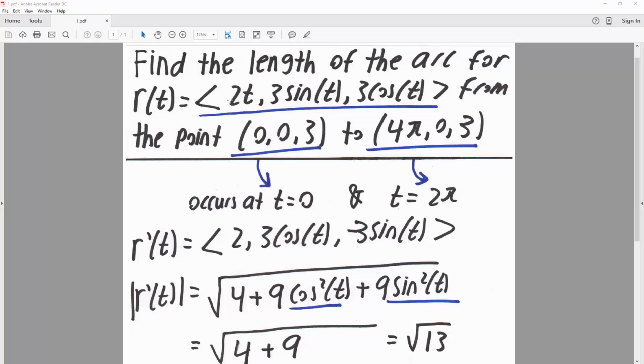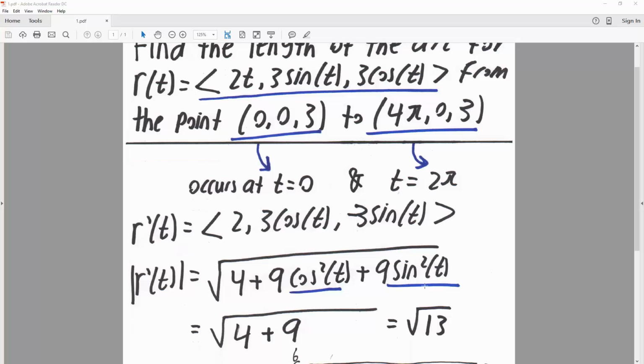So 2t, the derivative would be 2. 3 sine t, the derivative would be 3 cosine t. 3 cosine t, the derivative would be negative 3 sine t. Next, we will get the norm. So we do the square root, and we square each component. So 2 squared gives us 4. 3 cosine t, we square that, so we get 9 cosine squared t. And then plus negative 3 sine t, we square it, and we get 9 sine squared t.